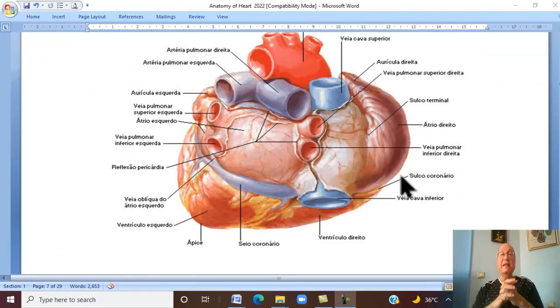First of all, we will start with the base of the heart. The base of the heart is also called the posterior surface of the heart, because the base is directed posteriorly. The base, which is the posterior surface of the heart, is directed in this position. What is this position? Directed backward and to the right, in contrast to the apex, which is directed downward and to the left.